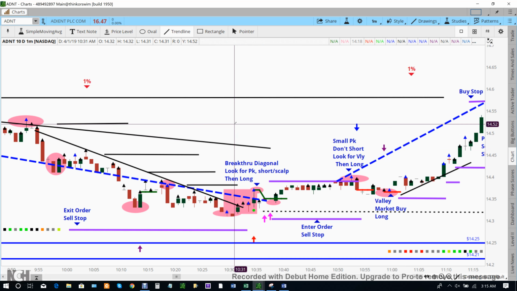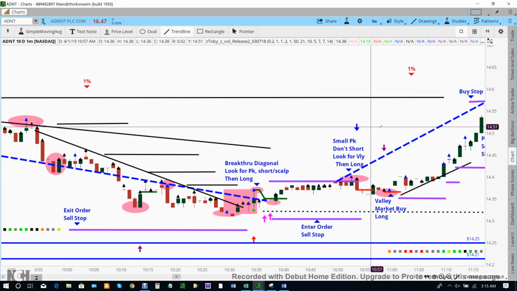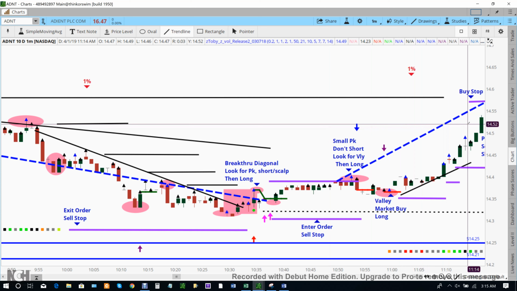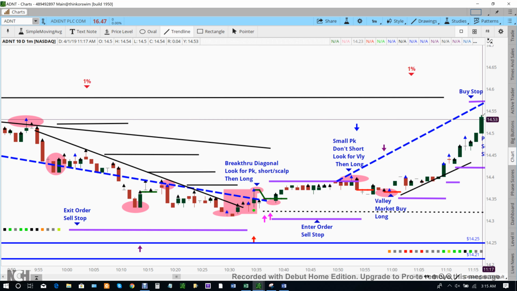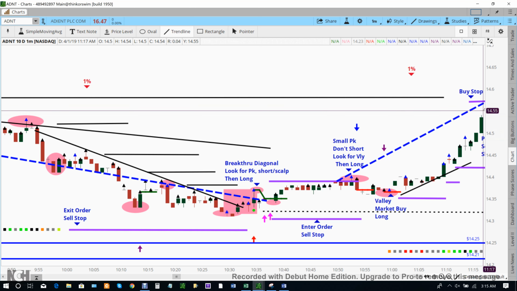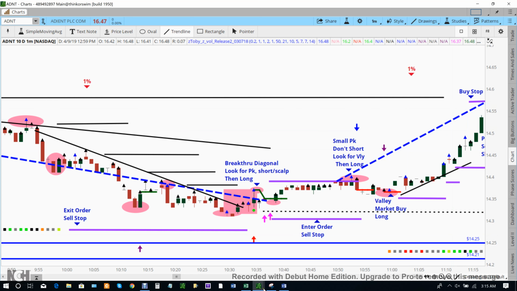There's 52 and it's still green. So what we're basically doing is moving the sell stops up, but bearing in mind we've got a 52 and 55. I have one here at 57. Why do I have 57?